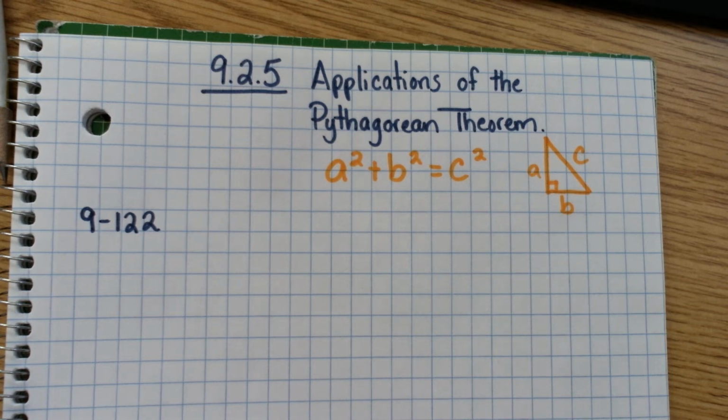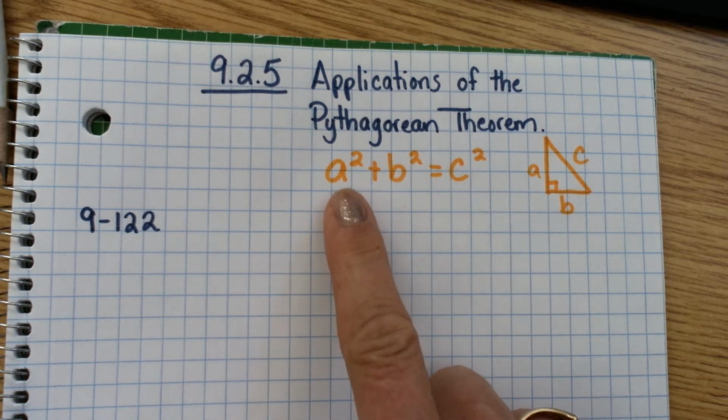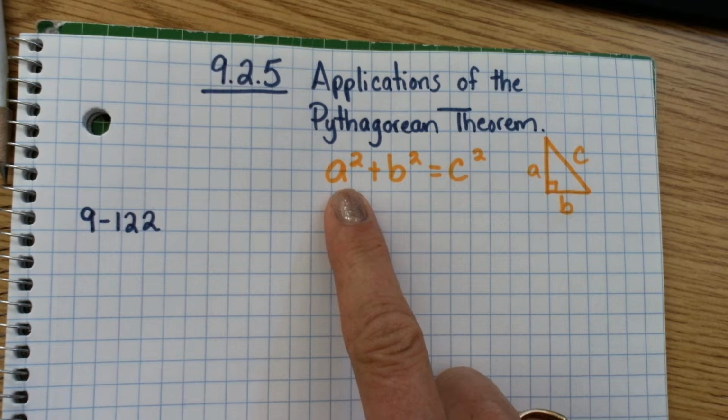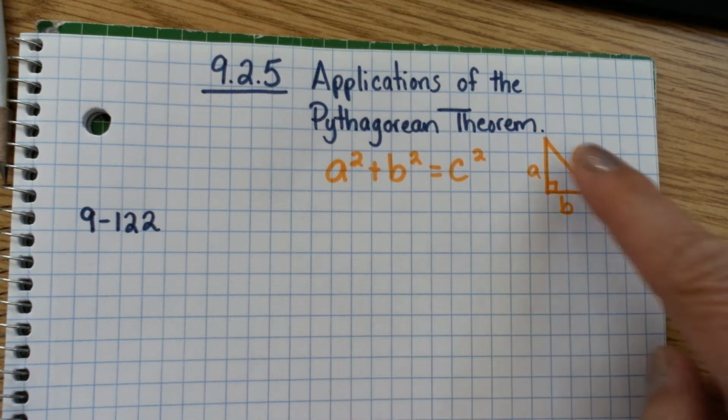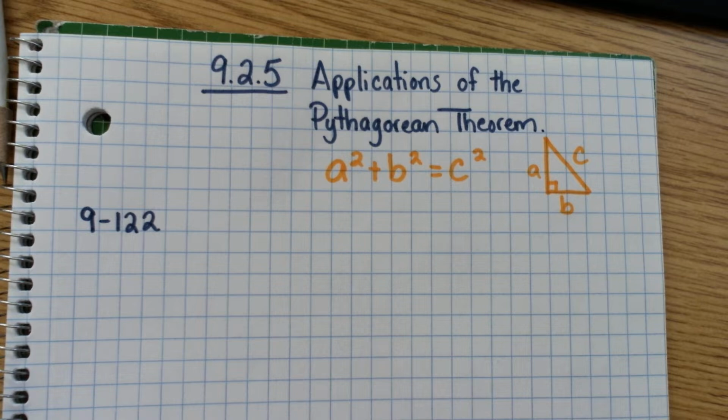Hello. Today we are doing lesson 9.25. This lesson is really nothing new. It's applications of the Pythagorean theorem. Just as a reminder, the Pythagorean theorem from a few lessons ago is a squared plus b squared equals c squared, and we use that in right triangles when we need to find one of the side lengths.